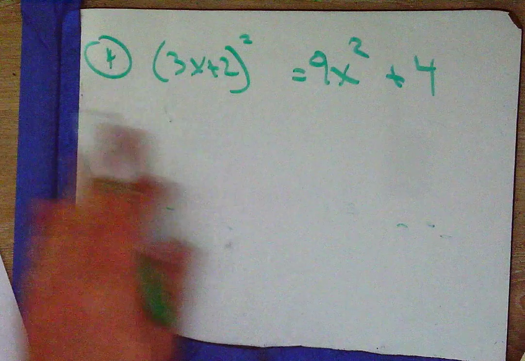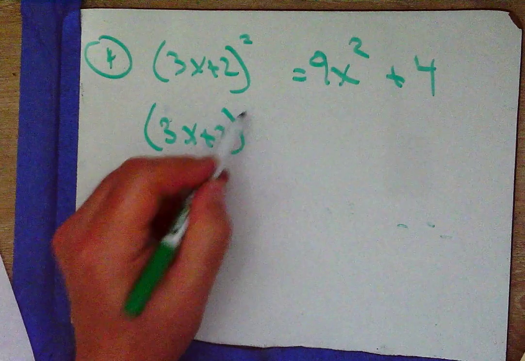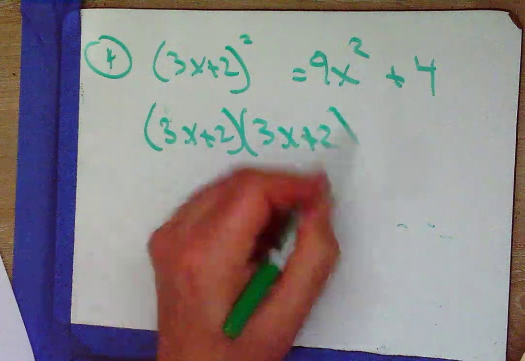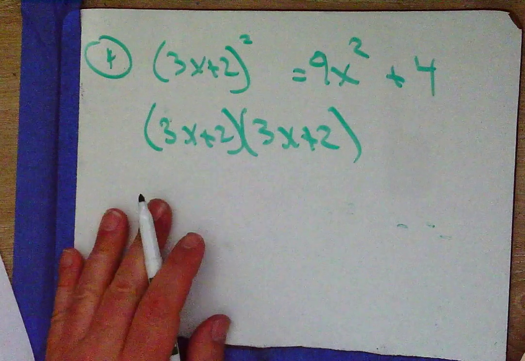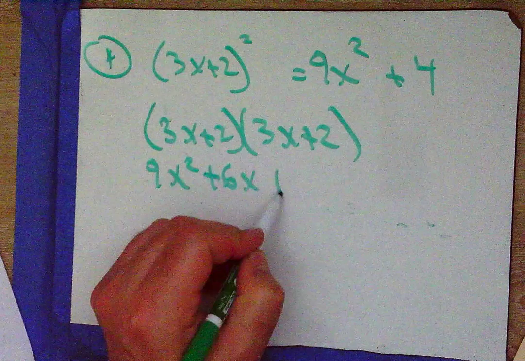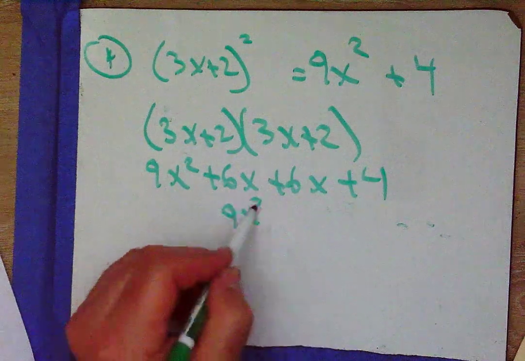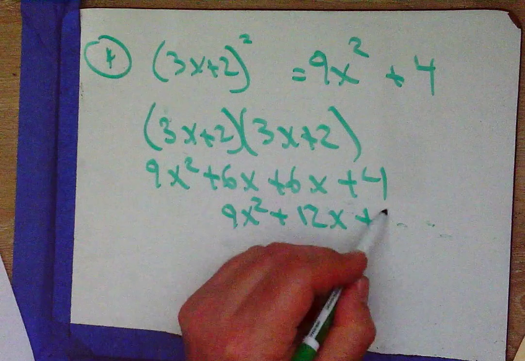Instead, what I've learned since middle school is that this is 3x plus 2 times 3x plus 2. And when I FOIL this out, I'm going to get 9x squared plus 6x plus 6x plus 4, or 9x squared plus 12x plus 4.